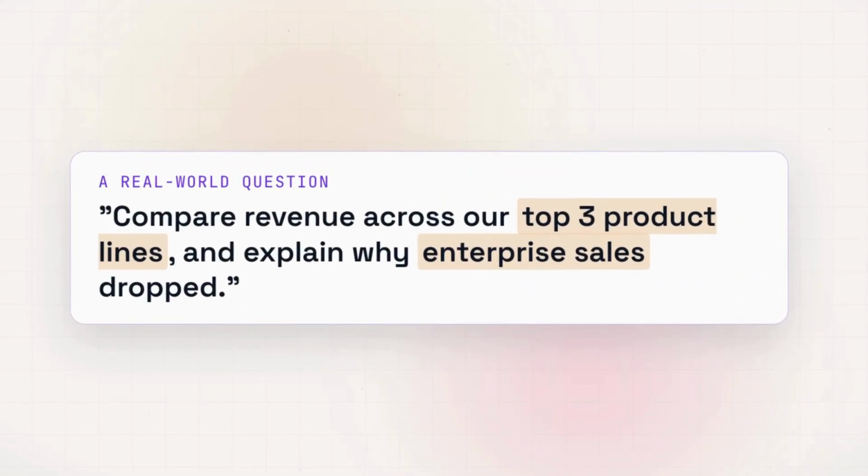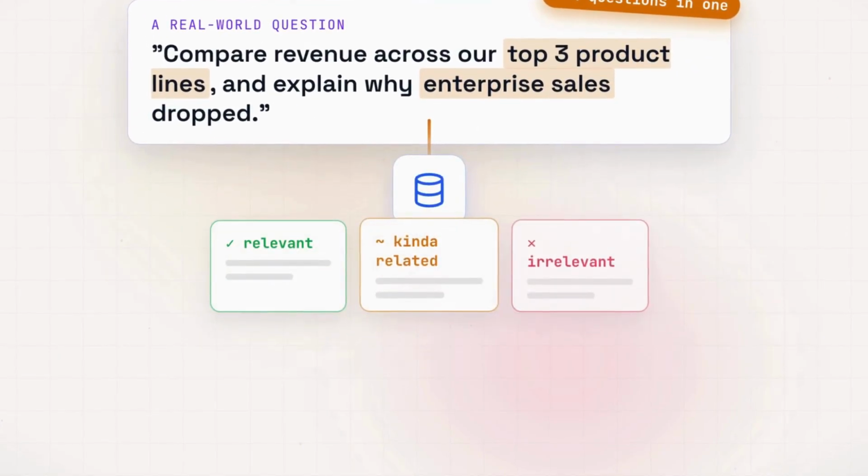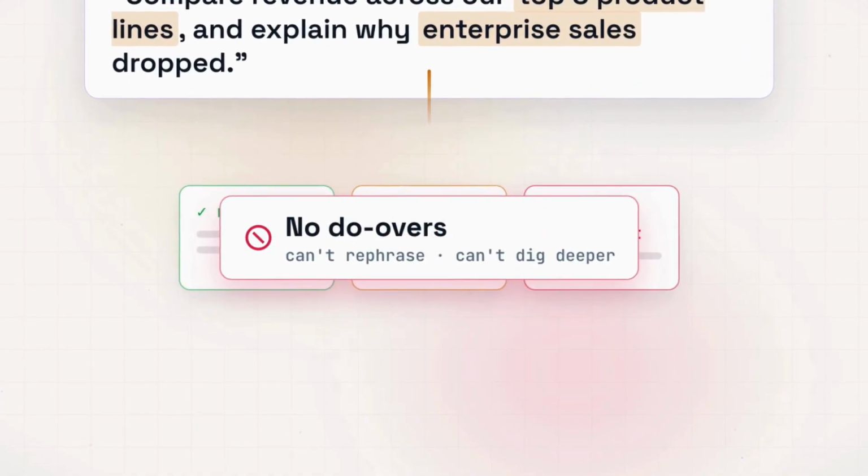So here's that weak spot. Picture a real question, the messy kind. Like, compare revenue across our top 3 product lines and explain why enterprise sales dropped. That's not one question. That's 4 questions wearing a trench coat. But traditional RAG, it doesn't notice that at all. It just fires off a single search and grabs whatever floats back, the good, the kinda related, and the totally irrelevant. And it can't go, not enough, let me try again.